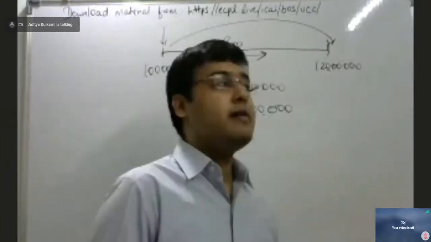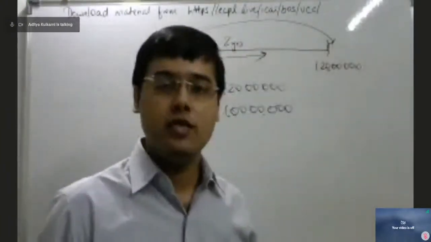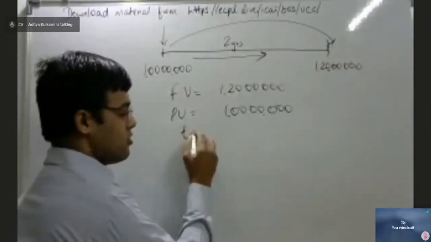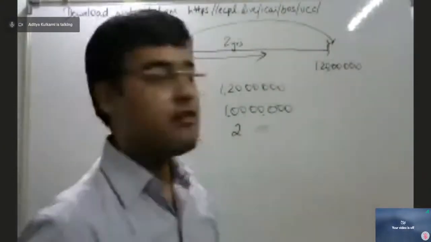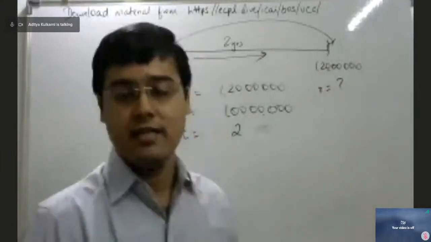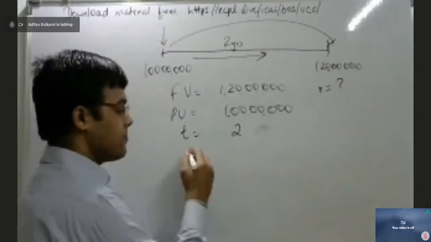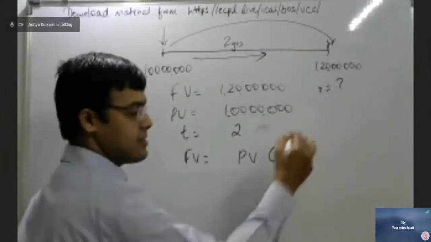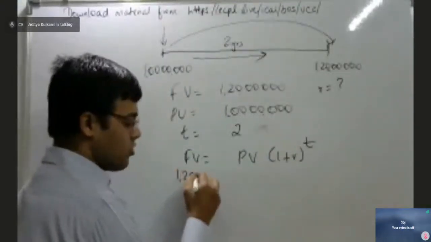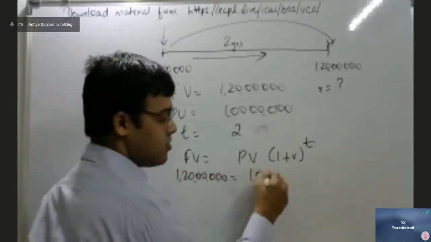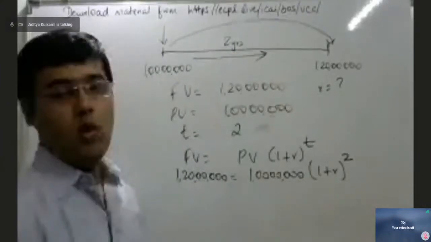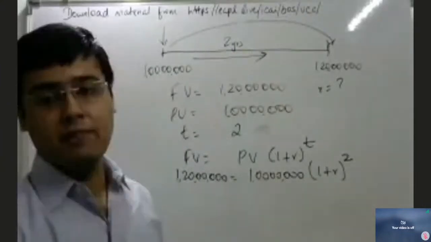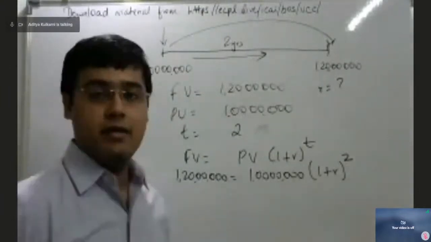What is the time limit that I have? I have to pay after 2 years. So T is equal to 2. And the rate of interest I do not know, but can I calculate? Yes, you can obviously calculate. Present value is raised to T. Future value 1 crore 20 lakhs. Present value 1 crore, 1 plus R whole squared. Okay. So now I have only one variable, R.